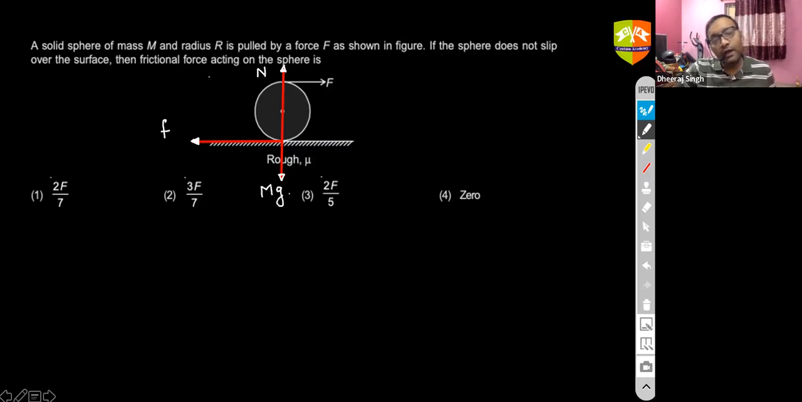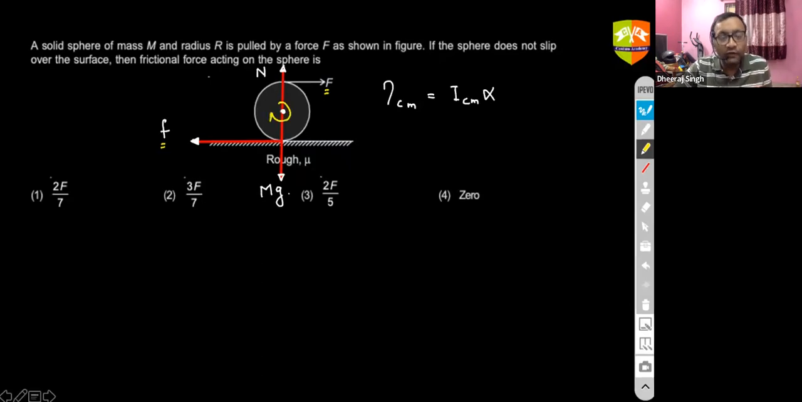So I want to write torque about the center of mass is equal to I center of mass alpha. Okay. So which of the forces have torque? F and the friction force, right? So the torque due to F and the torque due to friction force will get added up or subtracted? Get added up. Both are trying to rotate in this way only. I may be wrong, the direction of friction may be wrong. But whatever I have assumed, the torque will get added up.